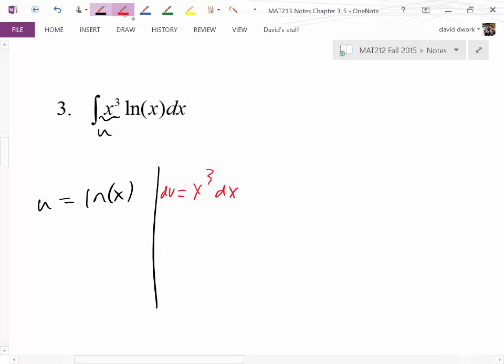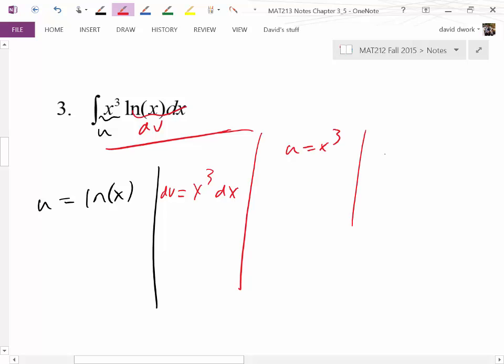All right, which sounds good, and then natural log of x dx be dv. If we did it that way, what would that mean? We're going to come back to this. If I let u equal x cubed and I let dv equal natural log of x dx.